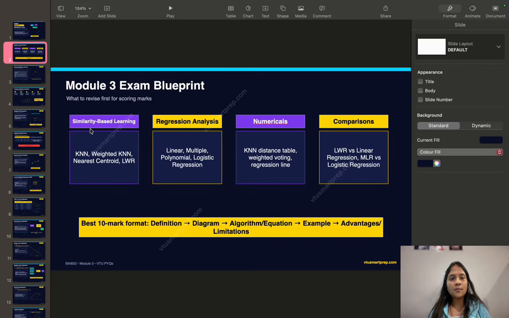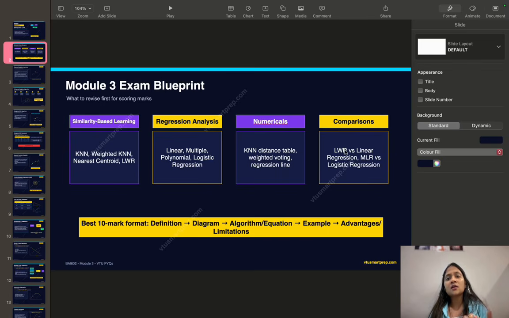The first topic is similarity based learning. If something is asked like 'explain similarity based learning', you should know what all it consists of. In similarity based learning you have KNN, weighted KNN, nearest centroid and LWR. The next is linear regression analysis. Here you have linear regression, multiple regression, polynomial regression, and logistic regression. In numericals, you have formulas for the KNN distance table, weighted voting, and the regression line.